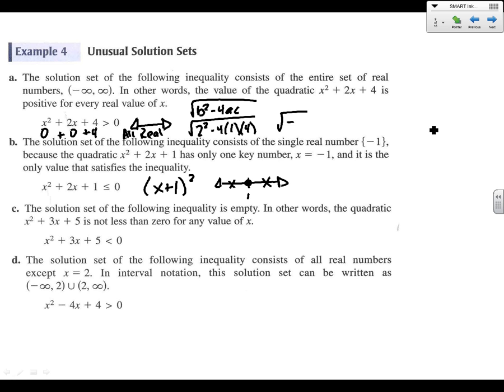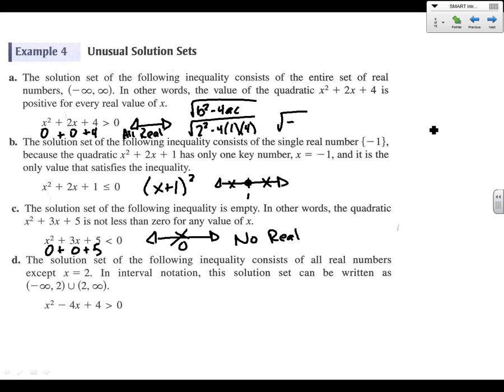All right, number C. There is nothing that works for this one. This is exactly the same as A, but in reverse. If we do the quadratic, there are no real numbers for our zeros. So it's either all or nothing on this number line. Pick any number you want. Test 0. 0 plus 5 is not less than 0. So nothing works. And so no real solutions will be part of your solution set.